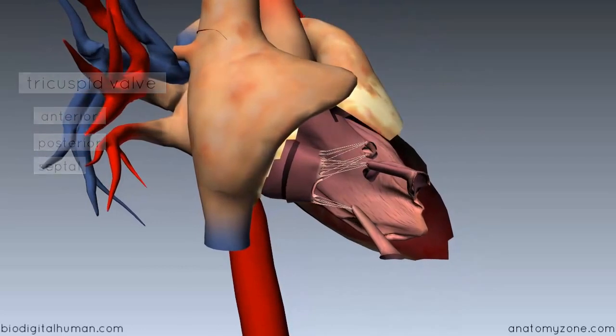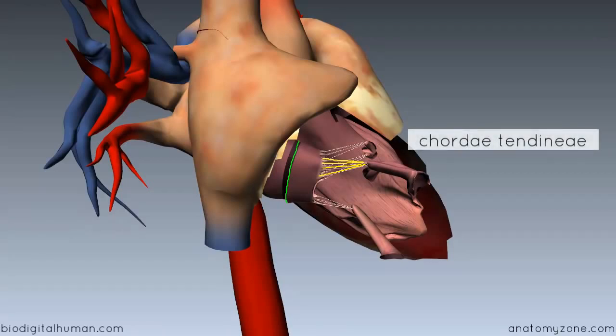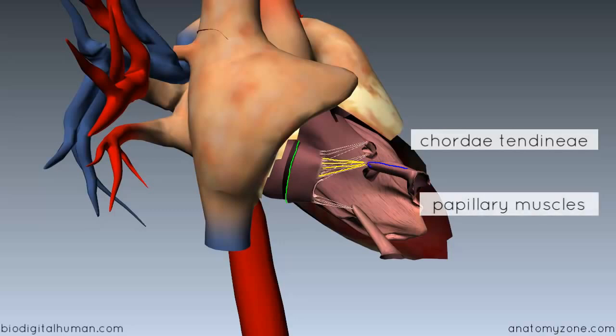At the base of these three cusps, you've got this fibrous ring which surrounds the atrioventricular orifice, and this fibrous ring gives support to this orifice. So that's at the base of these three cusps. And then as you can see, these cusps have these cord-like structures coming from them, attaching them to this muscle. These cords, which I'm highlighting here in yellow, are called chordae tendineae, and they attach to the tip of these muscles here, which are called papillary muscles.